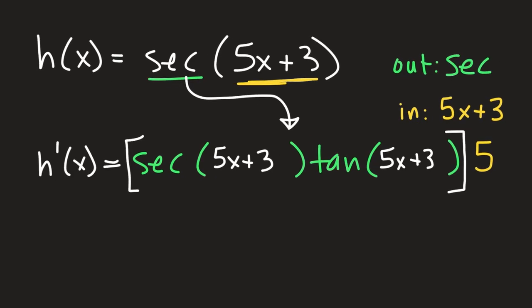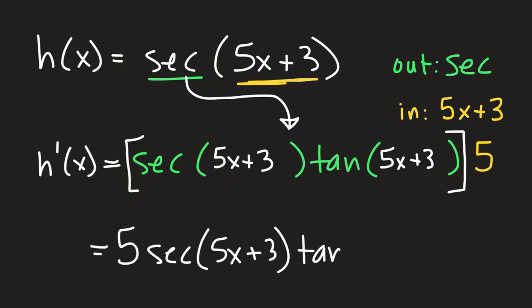The only thing we could do, if we wanted to simplify, is move the 5 to the front, because this is traditionally the way that mathematics people write their problems: they put the numbers and the variables, all of your algebra stuff, before you put your trig stuff. So 5 secant of 5x plus 3 times the tangent of 5x plus 3. Very, very good job. All right, let's look at some more.